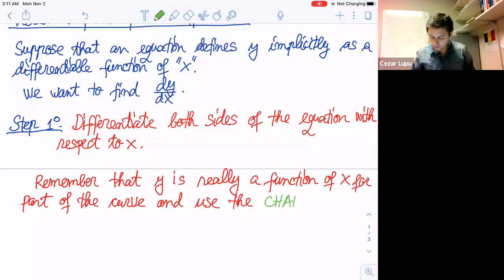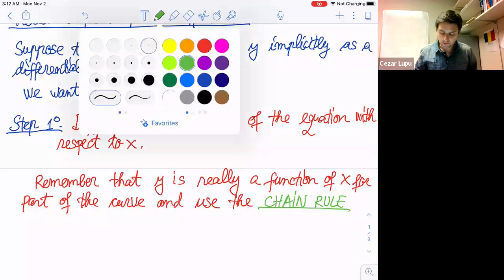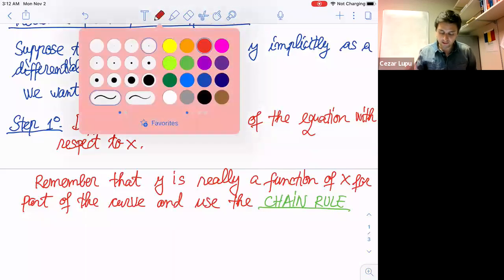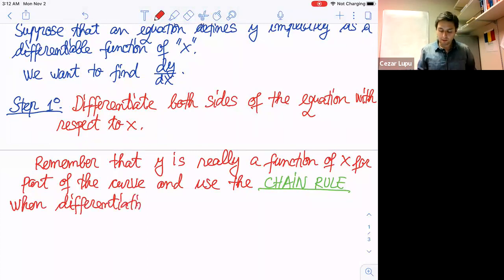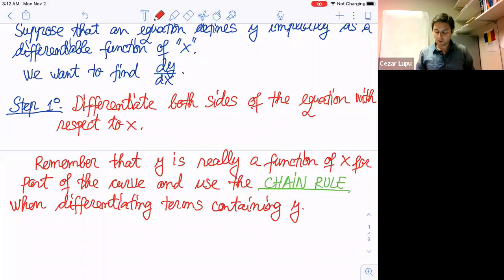Like I said, the chain rule will play an important part in implicit differentiation. So you must know the chain rule pretty well in order to implicit differentiate functions. So we use the chain rule when differentiating terms containing y.